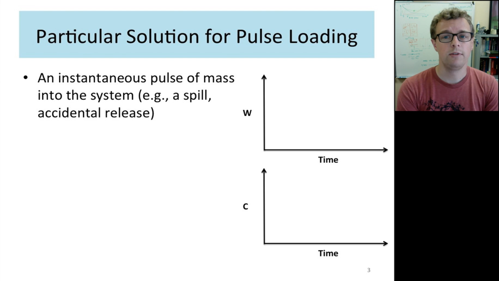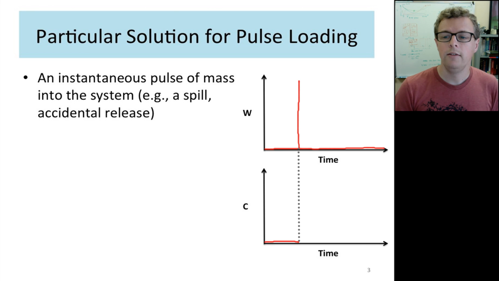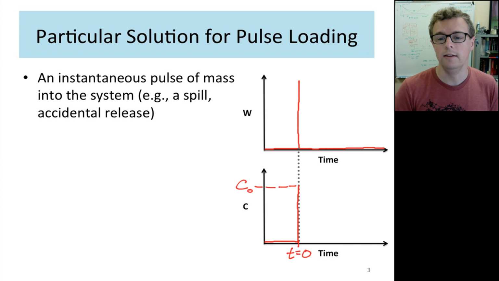So the first case we'll take a look at is what's called a pulse loading, or an instantaneous loading. We'll commonly use this to describe spills. Sometimes people call this a spill response model. And so the idea here is that our loading looks like I've drawn in red in the top right of our screen. It's 0 with the exception of one period in time when a given mass is instantaneously loaded into the system.